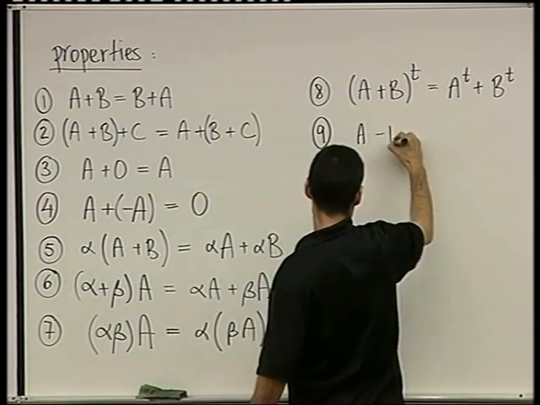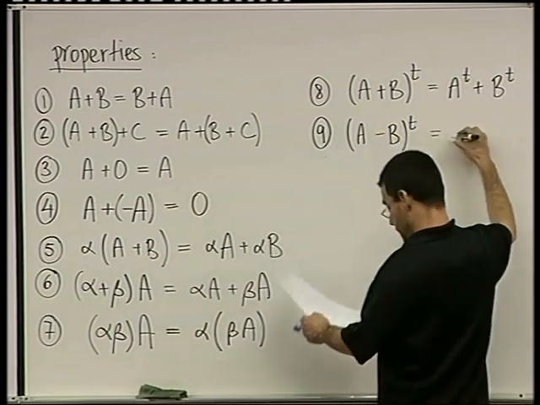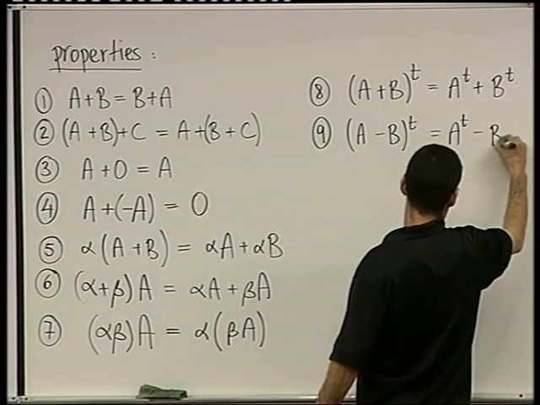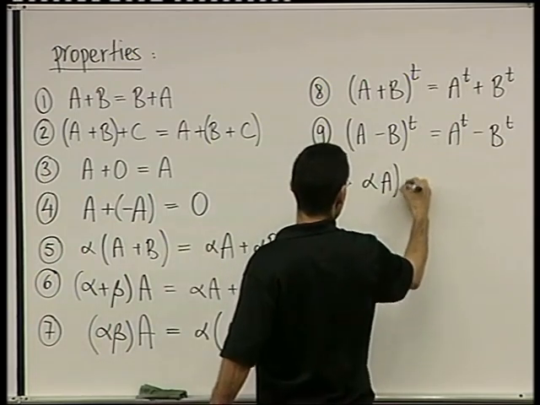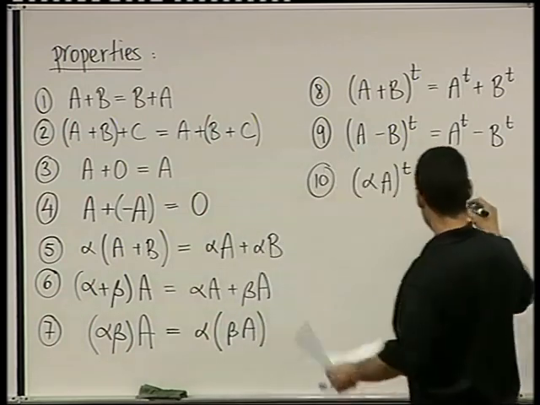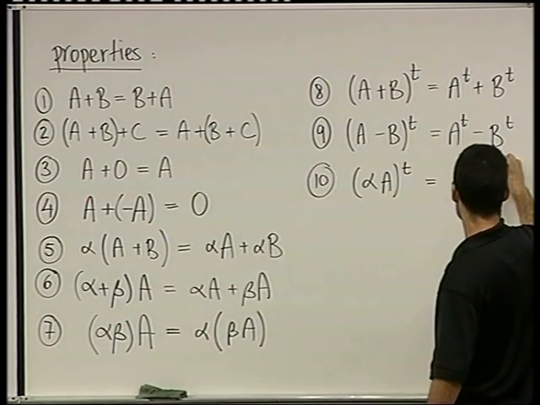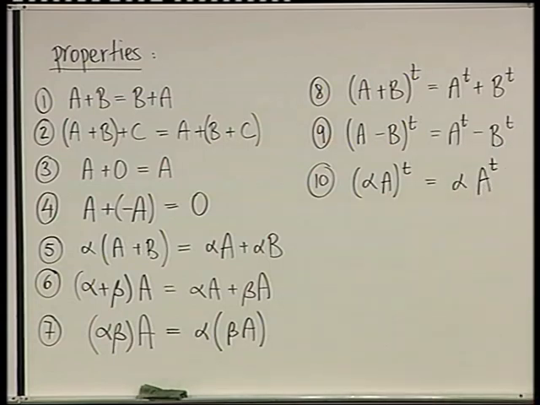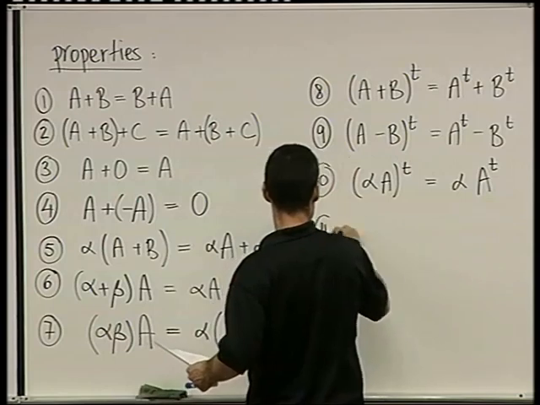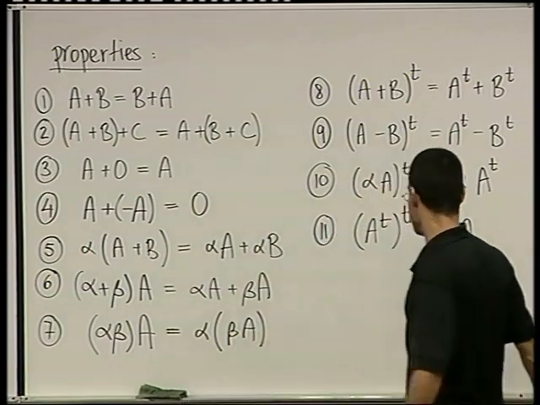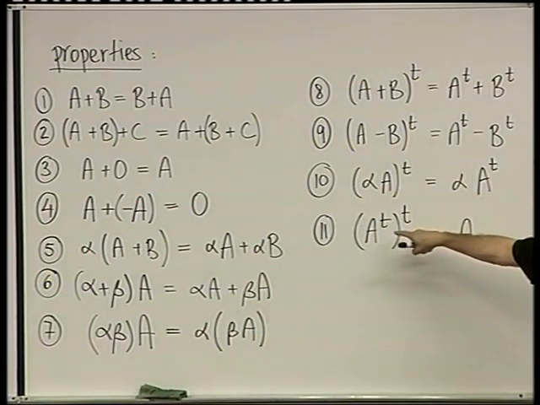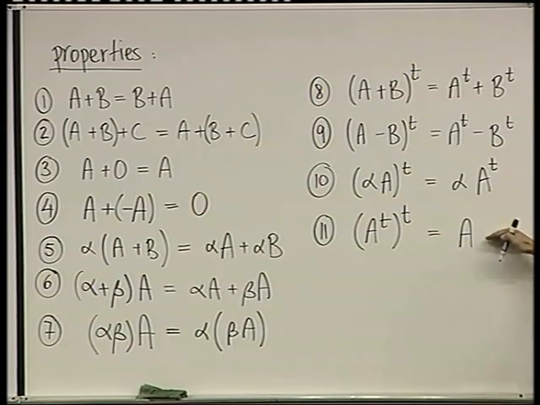9, (A minus B) transpose is the same as A transpose minus B transpose. 10, (alpha A) transpose is the same as alpha times A transpose. And finally, (A transpose) transpose is the same as A. This in fact is a property that's not related to addition or scalar multiplication. It's purely a property of the transpose operation, but nevertheless I added it in this list.